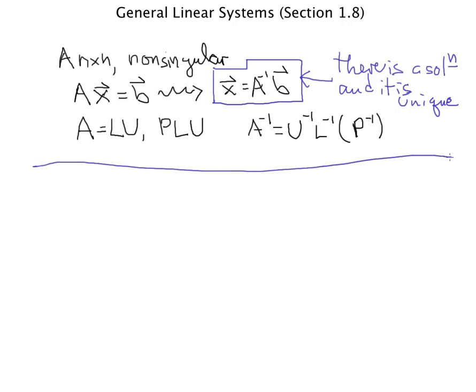Now when we talk about general linear systems, we're not going to be in that situation. In a general linear system, we're going to change two things. First of all, we're going to say that A is no longer necessarily a square matrix. It's going to be a possibly m by n matrix. And even if it is square, it's not necessarily invertible.